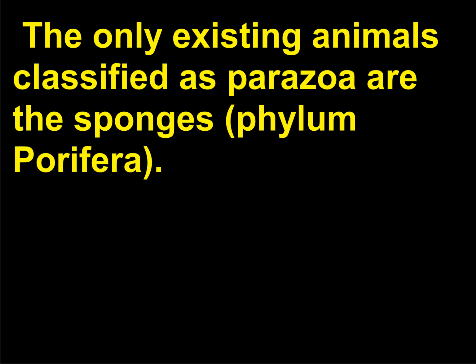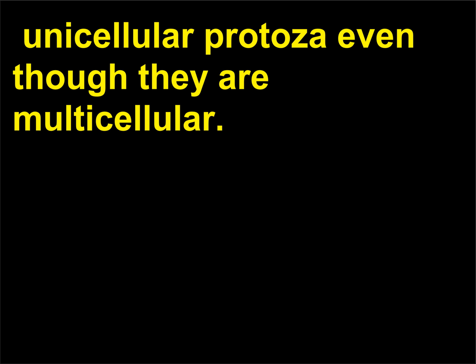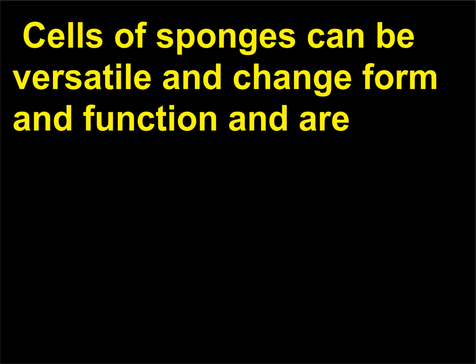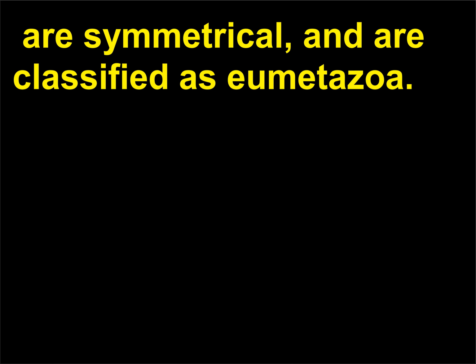The only existing animals classified as parazoa are the sponges, phylum Porifera. Sponges are very different from other animals and function much like colonial unicellular protozoa even though they are multicellular. Cells of sponges can be versatile and change form and function and are not organized into tissues and organs. They also lack symmetry. All other animals have true tissues, are symmetrical, and are classified as eumetazoa.